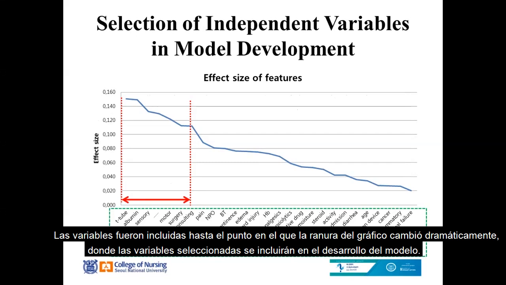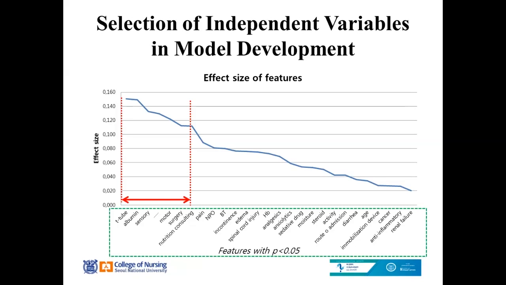Considering the number of features to be included in the model and the difference in effect size between the features, the features included up to the point when the slope of the graph changes drastically were selected as features to be included in the model development.